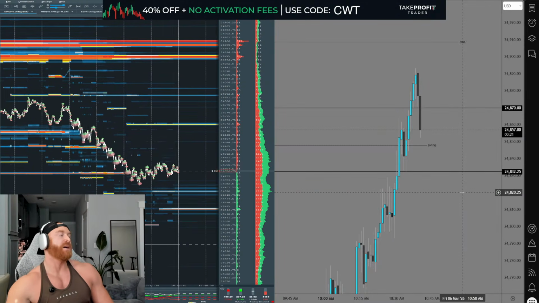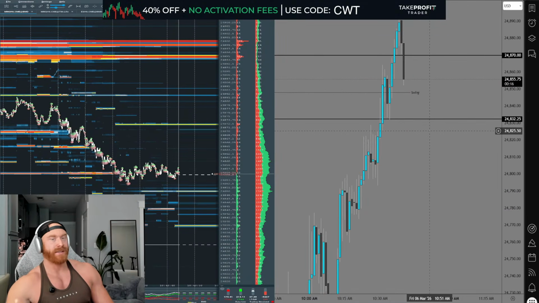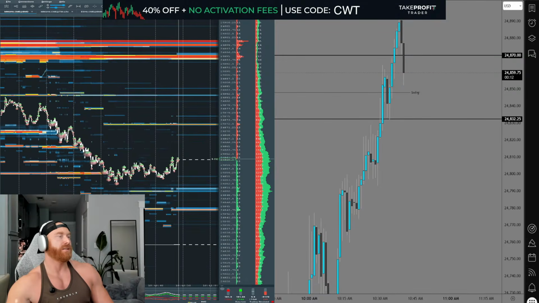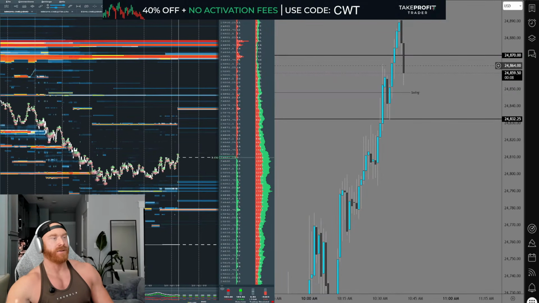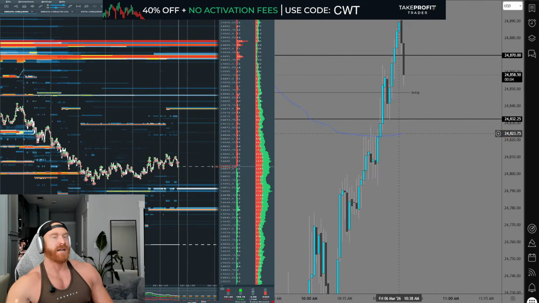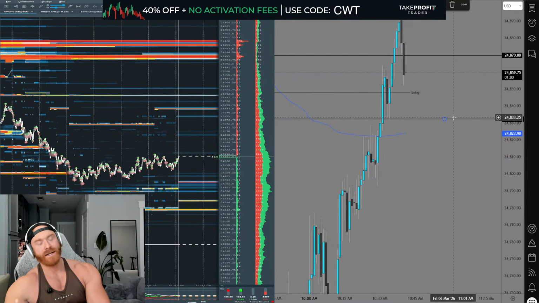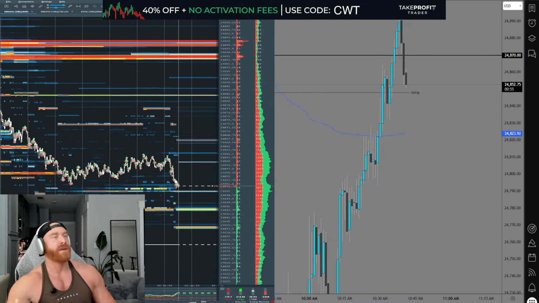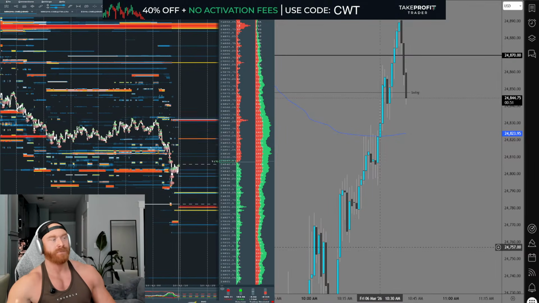VWAP, volume weighted average price. Typically you can expect it to act as a level of support or resistance depending on where price is trading. If it's trading above it, it's a level of support. If it's trading below it, ideally or theoretically, it's a level of resistance. So right now you would think if we hit this, we'd reject off of it and go higher. That's kind of the theory. It's the average weighted price depending on where your anchor is, and my anchor for Bookmap is anchored at 6 p.m. last night.